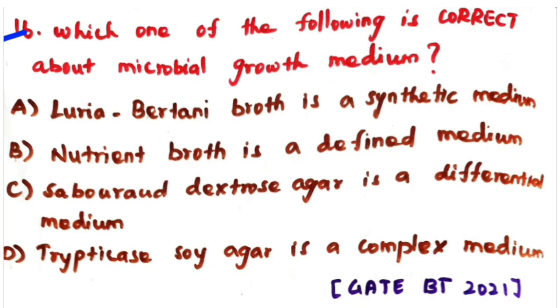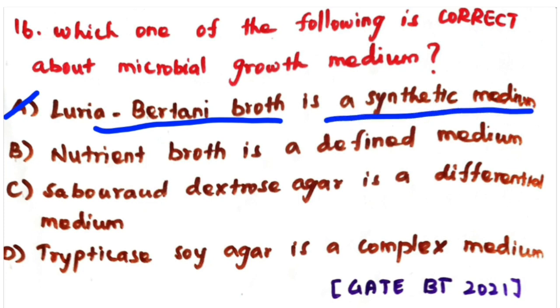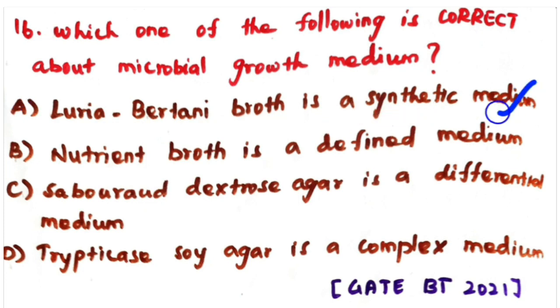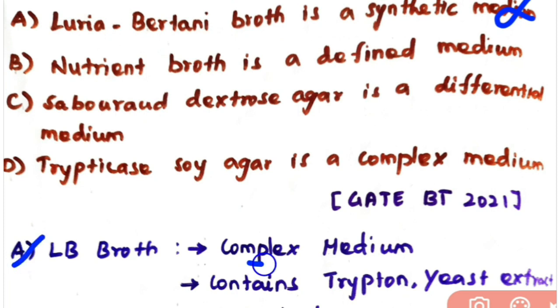Question: which one of the following is correct about microbial growth medium? Okay, so the first option is Luria Bertani broth. So Luria Bertani broth is a synthetic medium. Okay, so this is wrong because Luria Bertani broth is a complex medium.